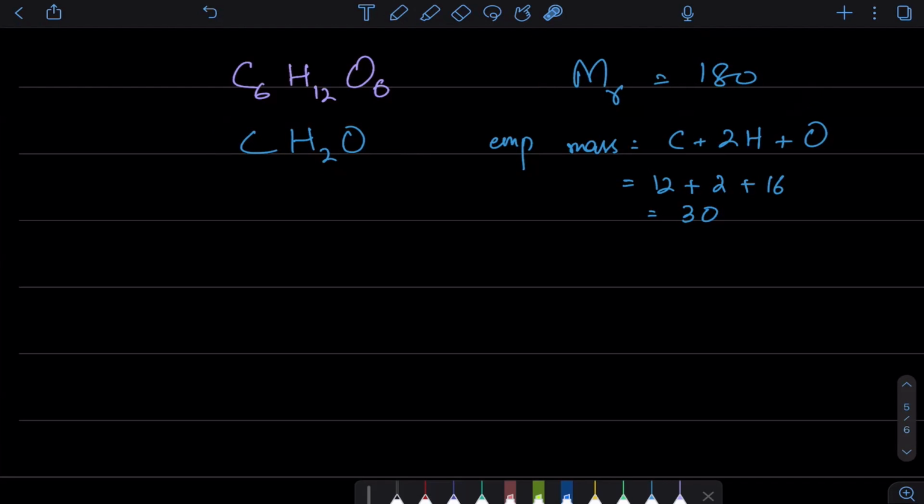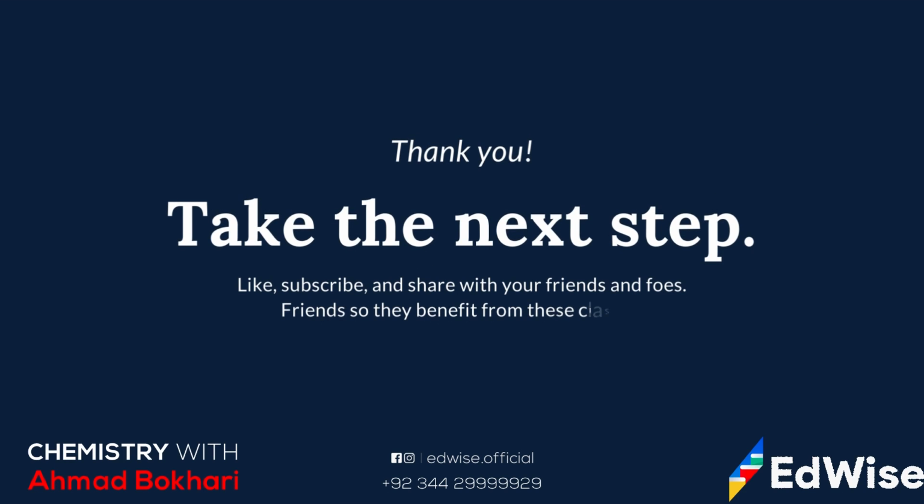molecular formula. An examiner sometimes asks you a 1 mark question: what information do you need after the empirical formula to figure out the molecular formula? The answer is molecular mass. How do you do it? You simply take this divided by whatever empirical formula mass you have, 30 for example here, 6 comes, multiply 6 with this, you'll get your molecular formula. Okay, thank you so much.